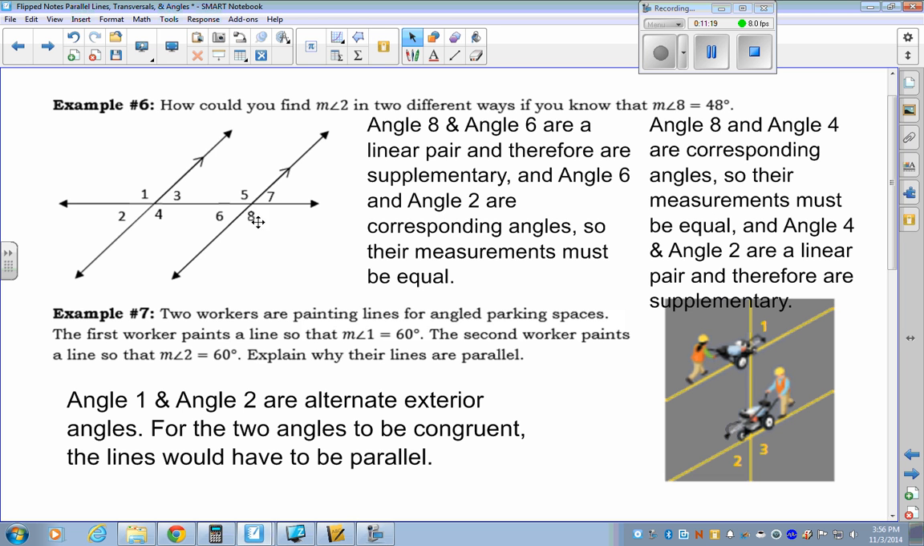Additionally, you could say angle 4 and angle 8 are corresponding, so they must be congruent, and then angle 4 creates a linear pair with angle 2, so their measurements would be supplementary.